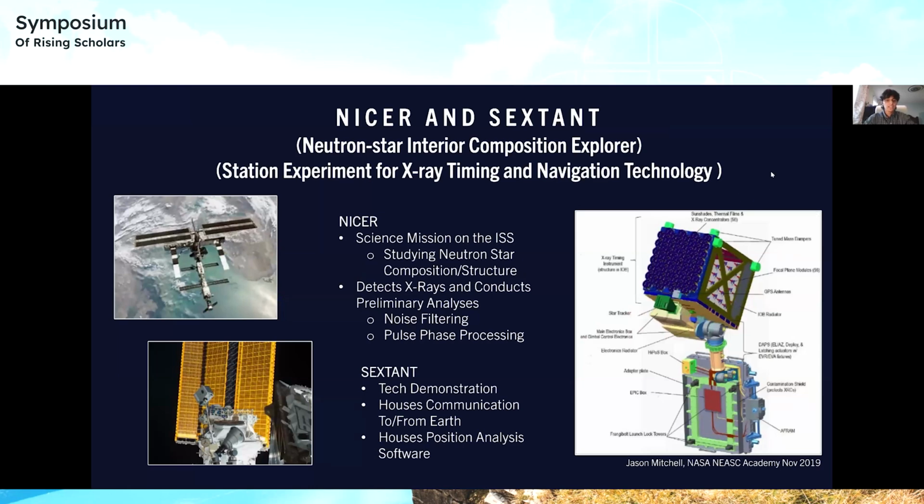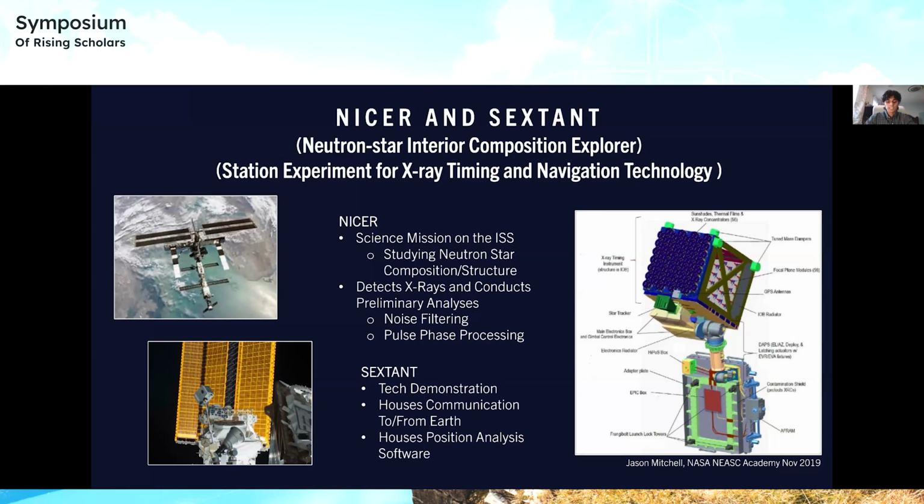All right, so we're getting to the actual experiment here. NICER and SEXTANT. These are both placed on the ISS, and NICER is a science mission that was already placed on the ISS, which is the Neutron Star Interior Composition Explorer. The main objective of NICER, being a science mission, is that it's there for the sole reason of studying neutron stars and, I guess, their composition. The way it does this, of course, is by detecting X-rays and doing a little bit of preliminary analysis already within its system before sending that to scientists on Earth to do the analysis. The 2 things it does are noise filtering and pulse phase processing.